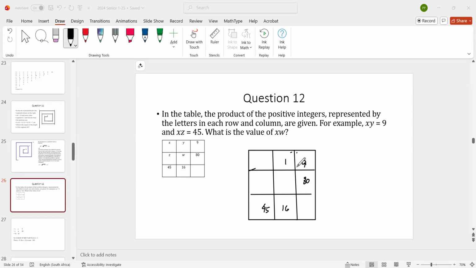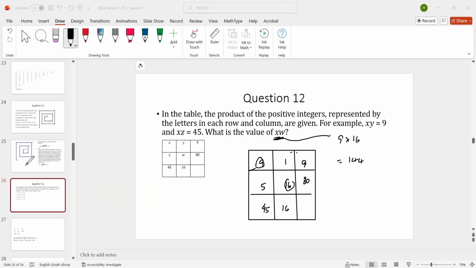So now after that, you can fill in the rest. This is 1, this has to be 9, 1 times 9, this has to be 5, 5 times 16, or if you want 1 times 16. So your XW, X is 9, W is 16. This is what you need to calculate. XW, so XW is 16 times 9 or 9 times 16, and that is 144. All right, so that takes care of that.